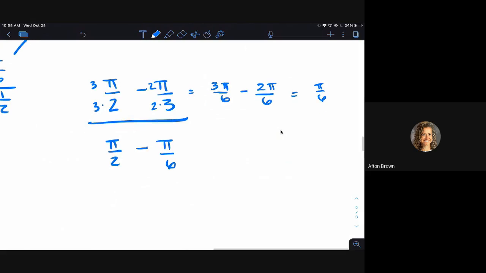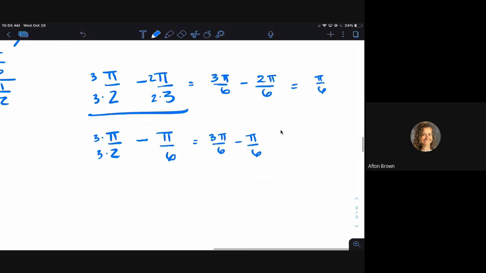There's the numerator. We're going to do the same thing with the bottom. What's the common denominator between 2 and 6? 6. And that's great, because that means the 2 is the only one I have to multiply by. So I want to multiply the 2 by 3. That way I get a 6. So that would be 3 pi over 6. We don't have to change the pi 6. It already had the right denominator. What is 3 pi 6 minus pi 6? 2 pi 6.